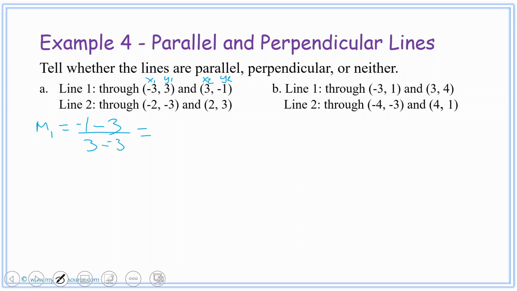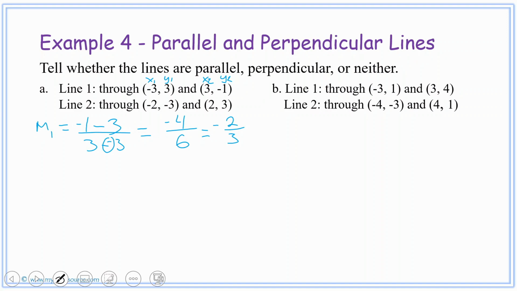Now negative 1 subtract 3 is going to give us negative 4. And 3 subtract negative 3, those two negatives in the middle will become a positive. So 3 plus 3 will give us 6. And that can be reduced down to negative 2 thirds by dividing the numerator and the denominator by 2.